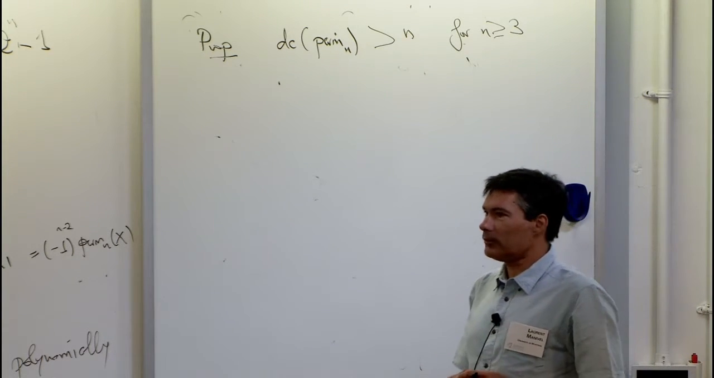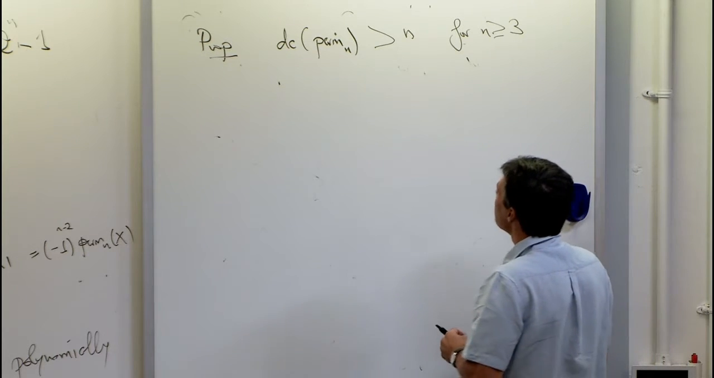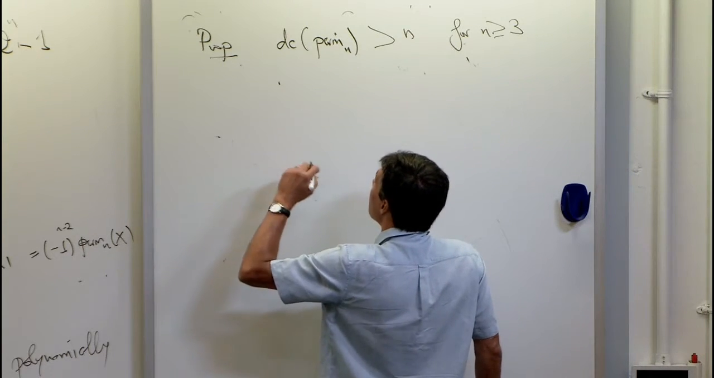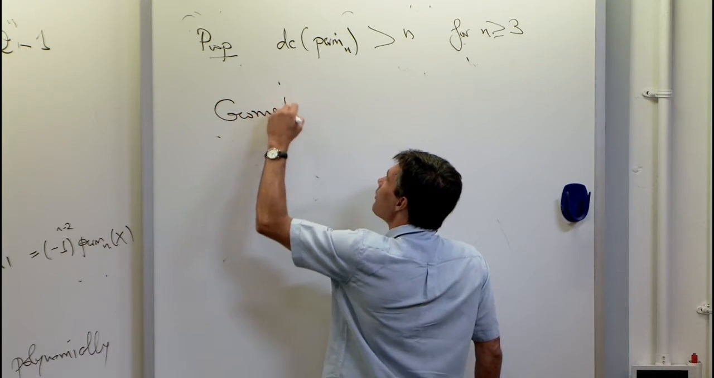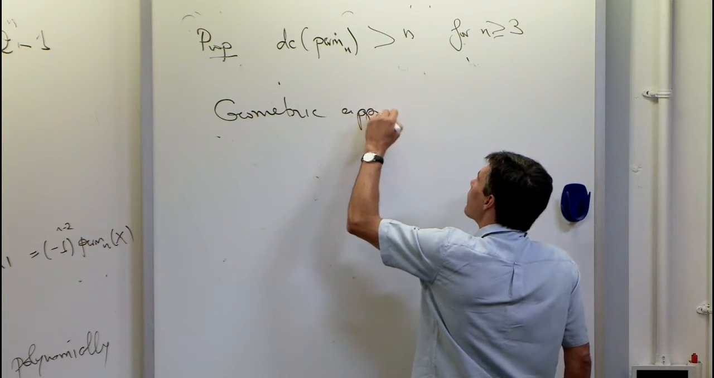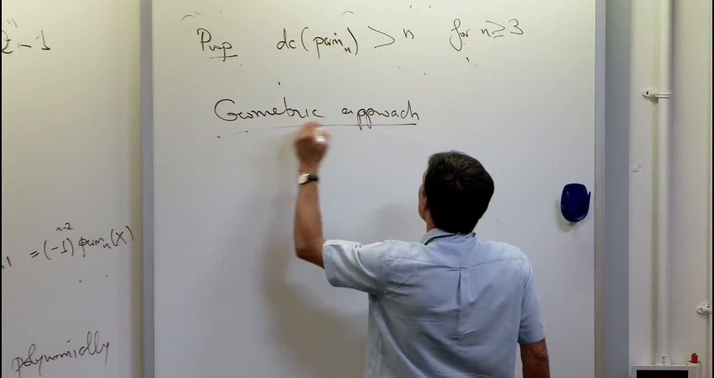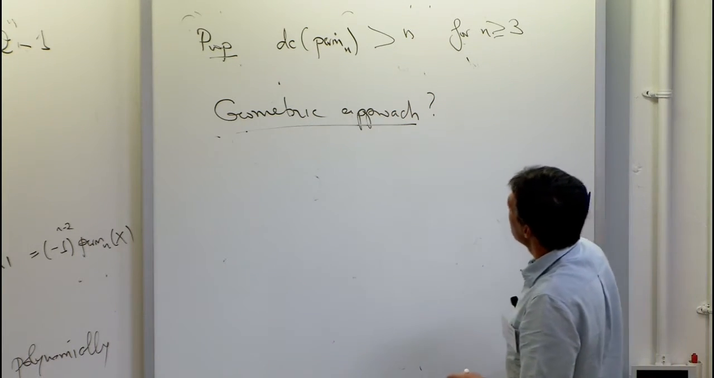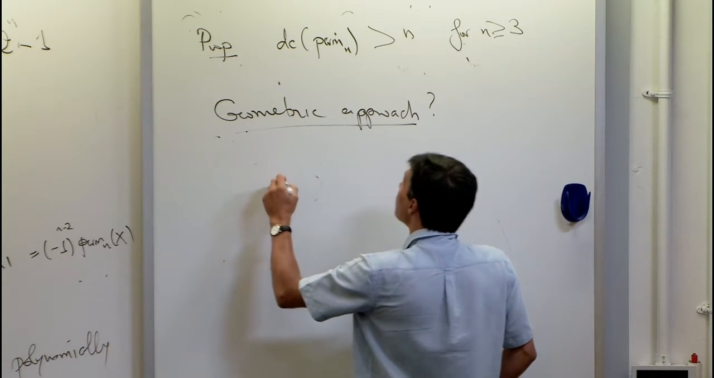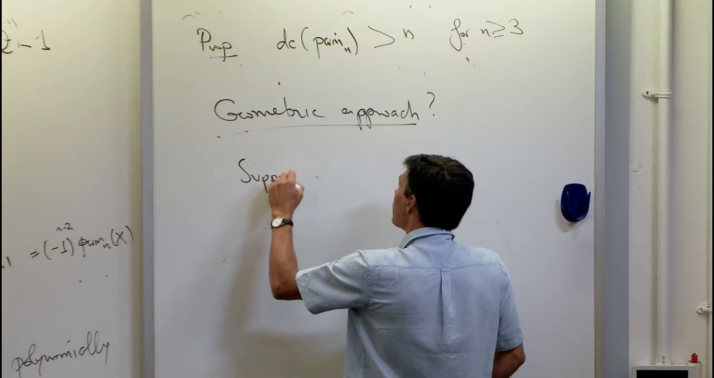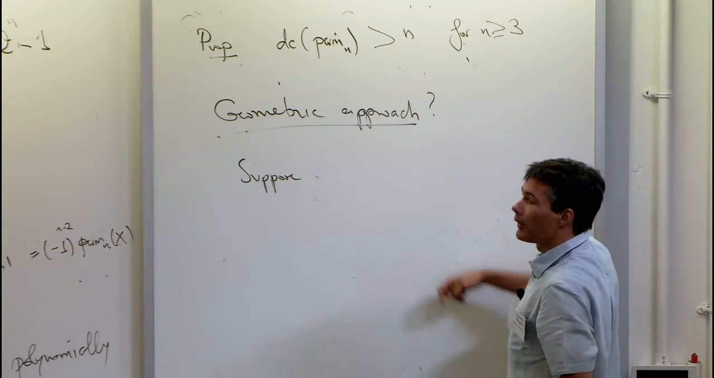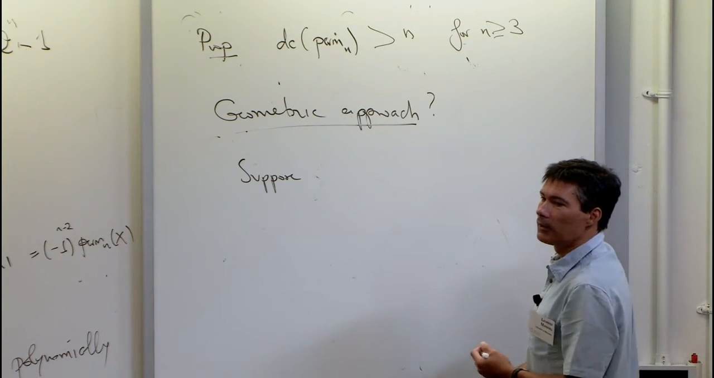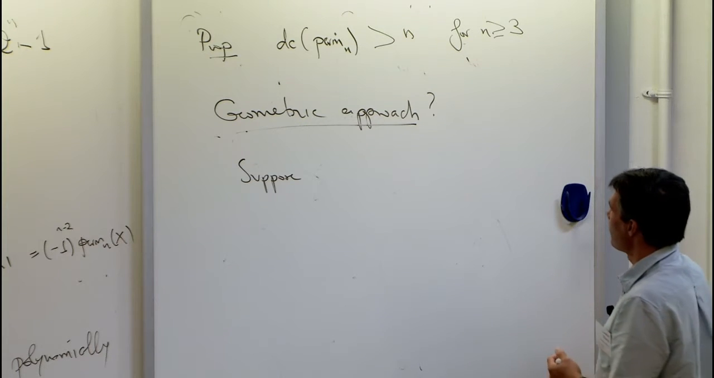So maybe it's time to use some geometric tools. So the geometric approach could be to try to, so suppose there is equality here, so that you can do what we did for n equal 2, so just change a little bit the matrix to the determinant, and by some miracle you get the permanent.